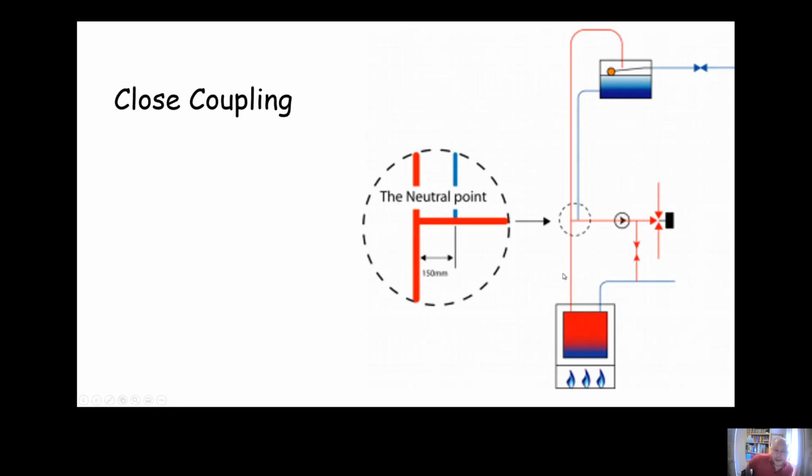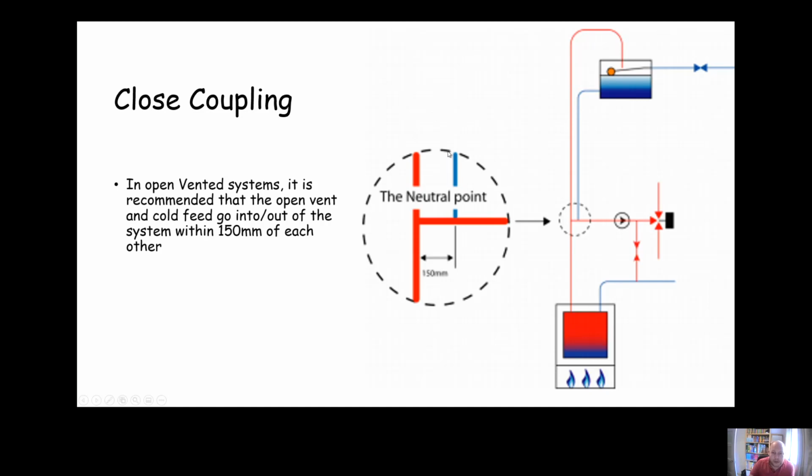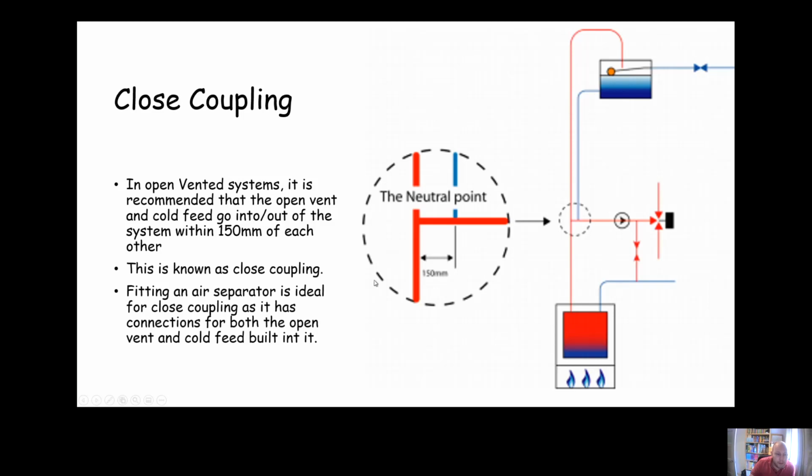It's recommended for open vented systems for the cold feed and open vent to come into and out of the system within 150 mil of each other, and this is called close coupling. So we have our cold feed coming in, which is the neutral point in the system, and our open vent coming off just before that point. And then we should fit our pump immediately after the neutral point.